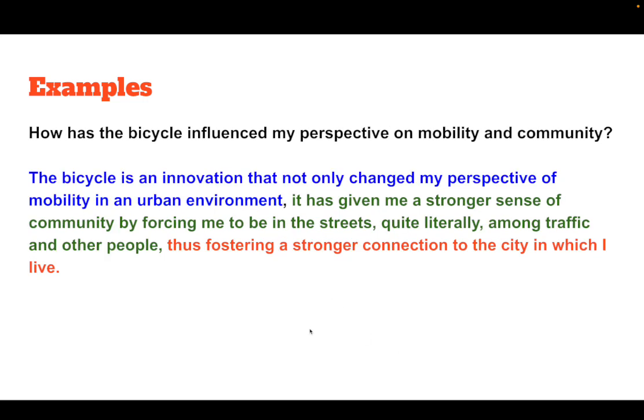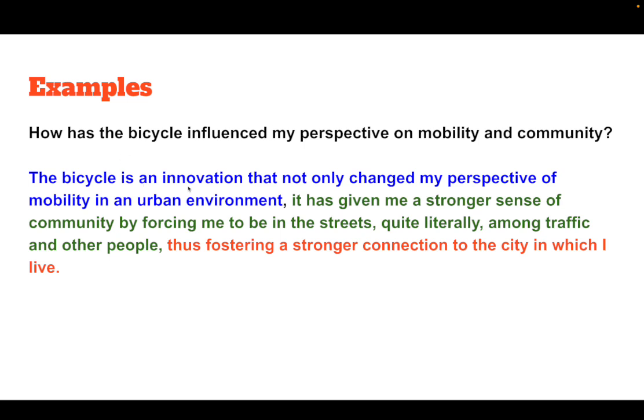How has the bicycle influenced my perspective on mobility and community? So this is a little bit more personal, right? This is the type of thesis for an essay that is a little bit more personal. The argument is personal. It's not necessarily meant to be a broad, universal argument for lots of people. It's just more specific to the personal opinion being expressed in this personal type of essay.